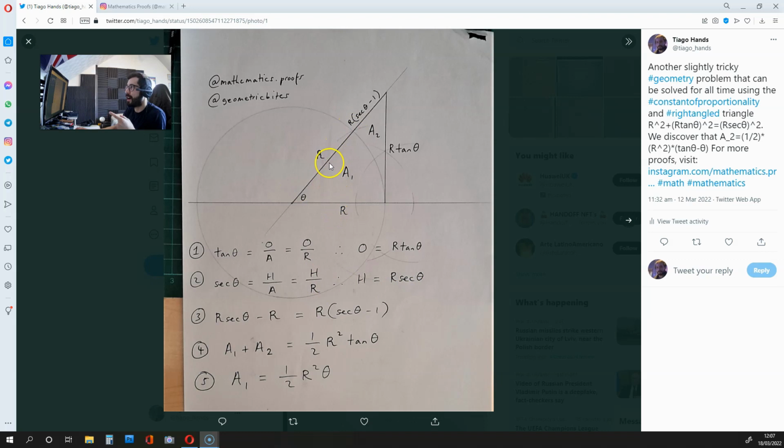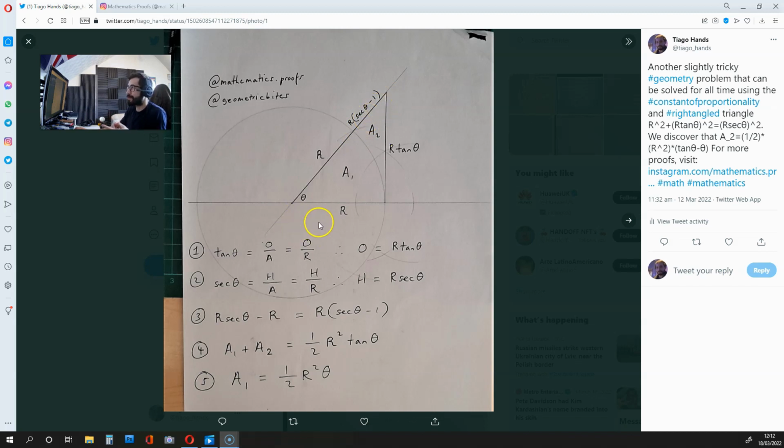If we remove r from the length over here, r sec theta, what we get is r sec theta minus r. And this is r times sec theta minus 1. So this length over here is r times sec theta minus 1.